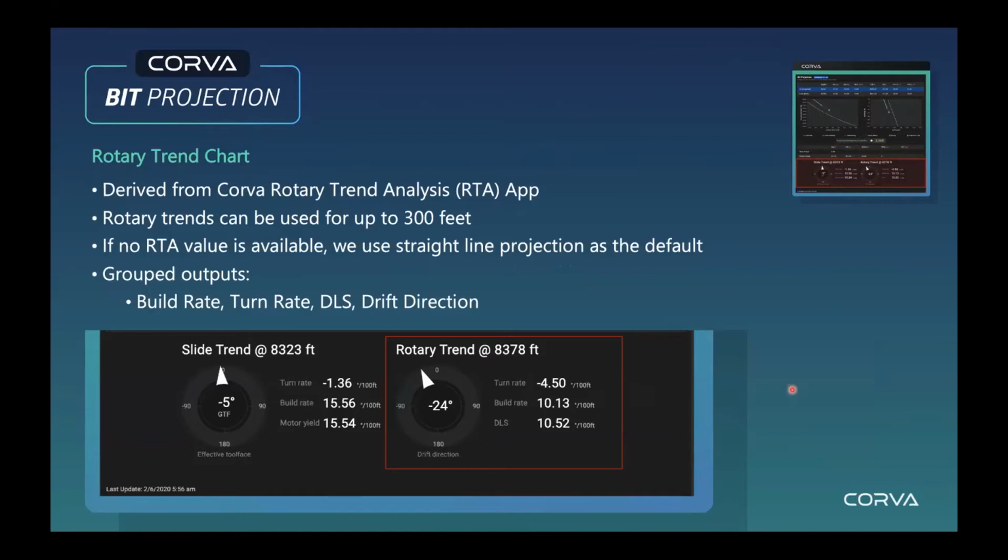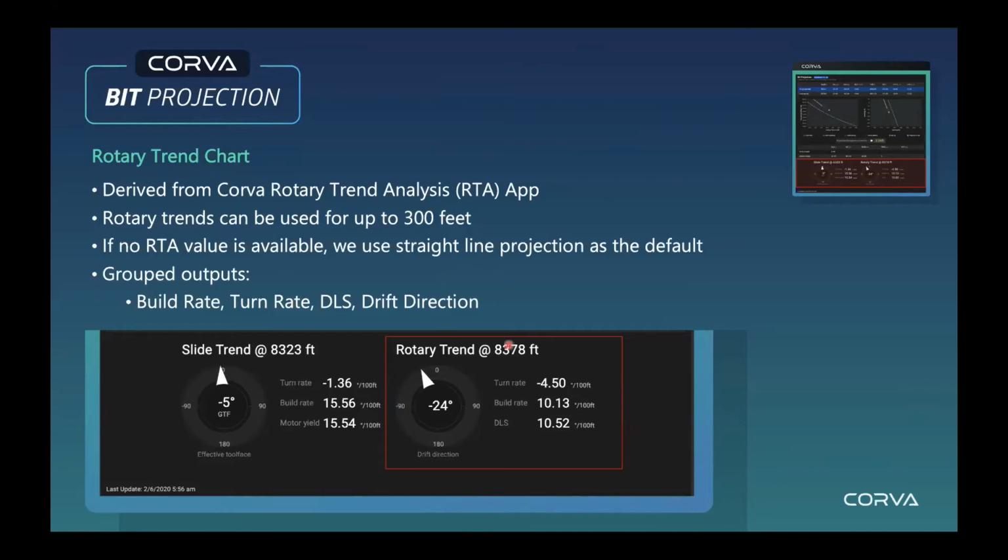Okay, so the lower section of the app, we have the rotary trend and slide trend gauges. I won't go into a whole lot of detail on this at the moment. We'll cover some more details, but basically we have a rotary trend chart. Those values are derived from a different app that we consume in the bit projection app. We can use those values for a couple hundred feet past the previous time we calculated it. But one thing to note that's important is when we're doing these rotary trend projections, the default case is always going to be a straight line projection. So if we don't have more advanced RTA data, we'll just use a straight line projection as the default.